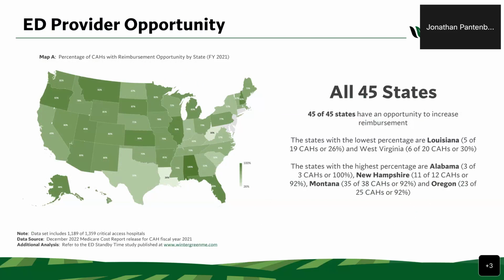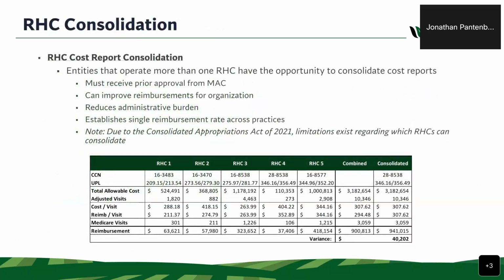And in fact, when we look at the state of Oregon, we can see 23 of the 25 critical access hospitals, 92% of the critical access hospitals, had the opportunity to improve their ED standby time and improve their net financial performance. So again, we want to look at this and we want to leverage this going forward. The next opportunity is around the consolidation of our rural health clinic cost reports.